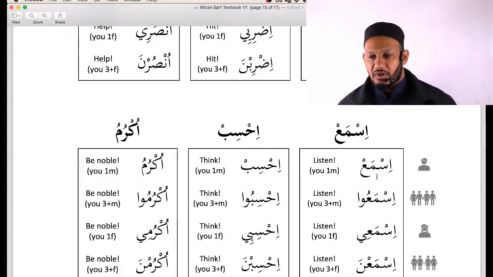Okay. So there are a few questions about this. Number one is, what do you notice? You notice that in the amrs here, it either starts with an I or with a U. It doesn't start with an a. The amr we're doing now doesn't start with an a. It either starts with an I or with a U.